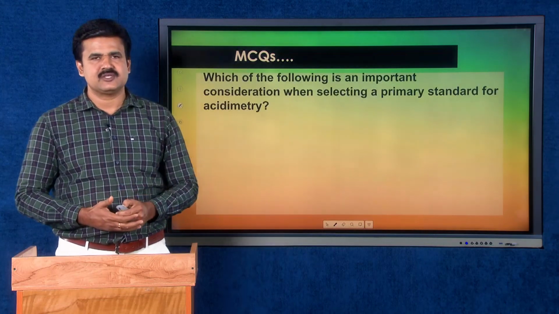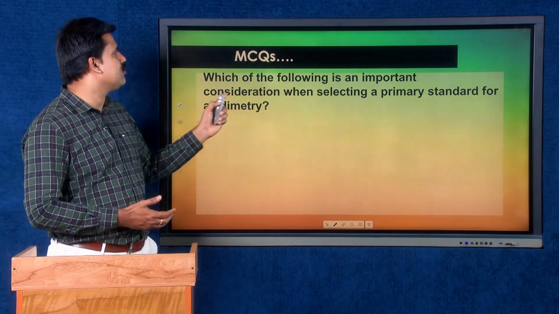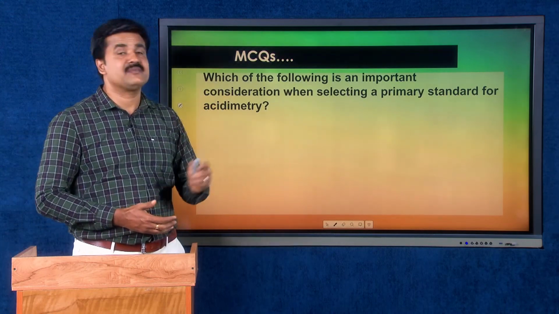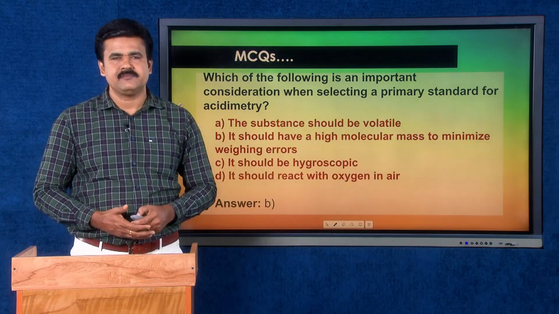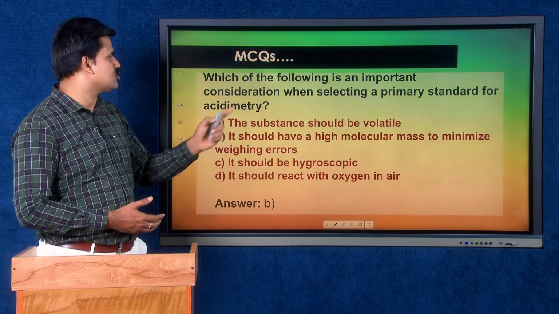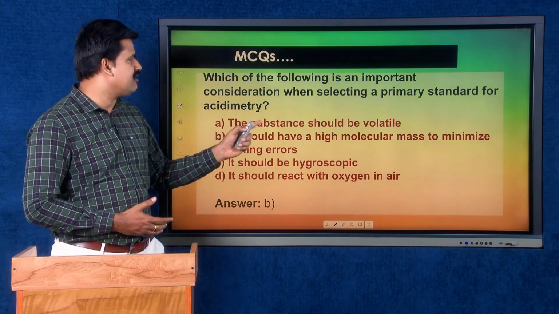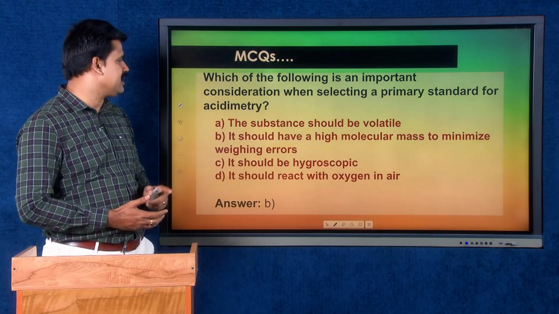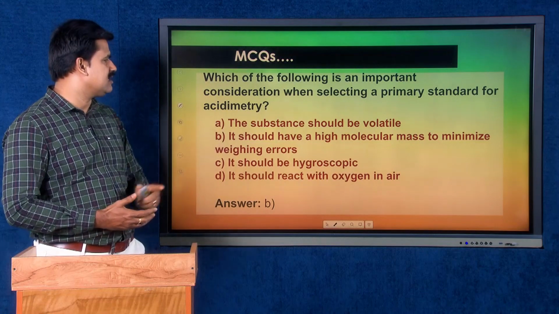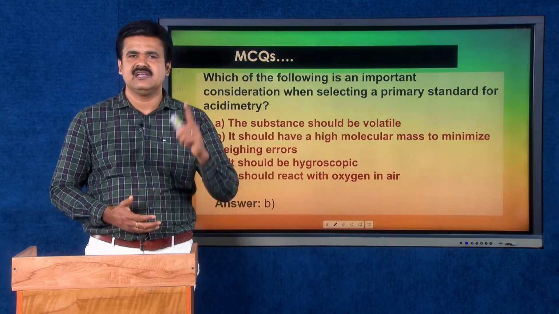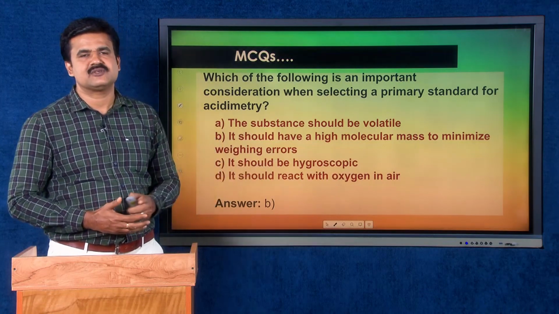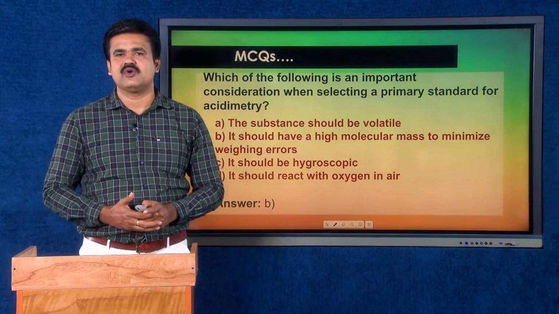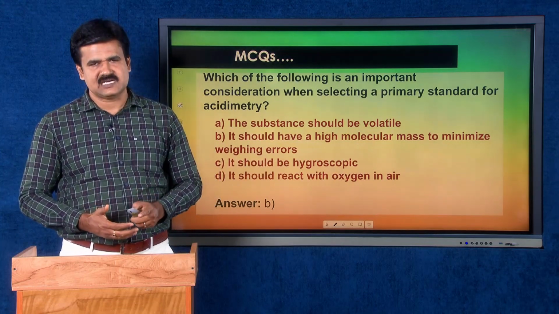This is the third MCQ. Which of the following is an important consideration when selecting a primary standard for acidimetry? These are the options. The substance should be volatile. It should have a high molecular mass to minimize weighing errors. It should be hygroscopic. It should react with the oxygen in air. Definitely it is clear that option B is your answer: it should have high molecular mass to minimize weighing errors.